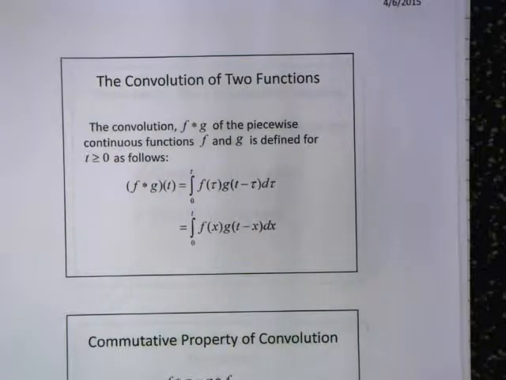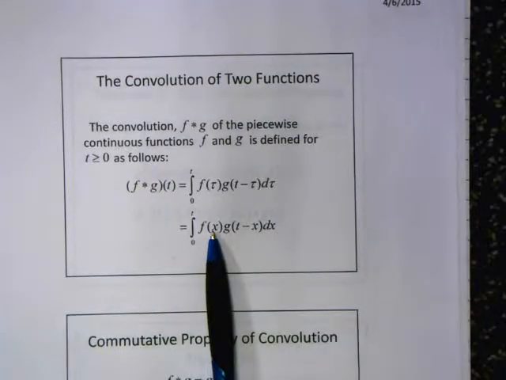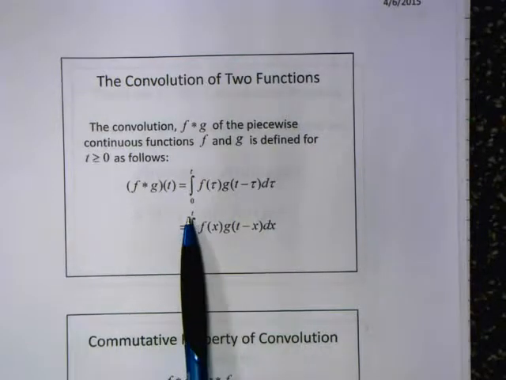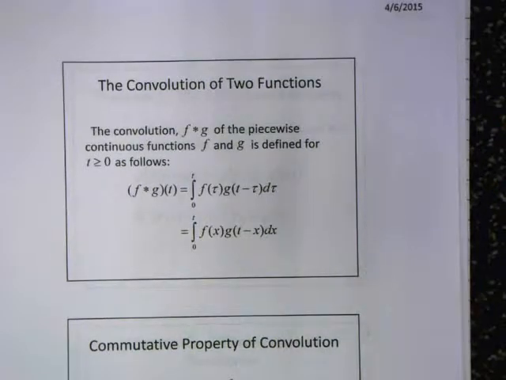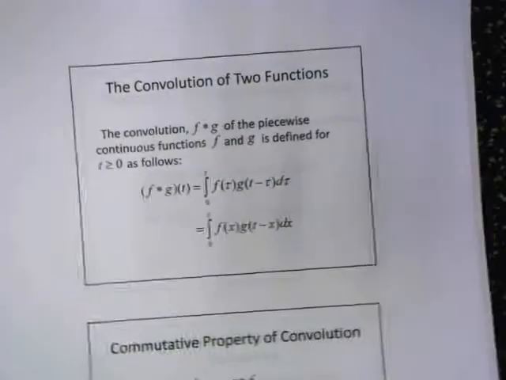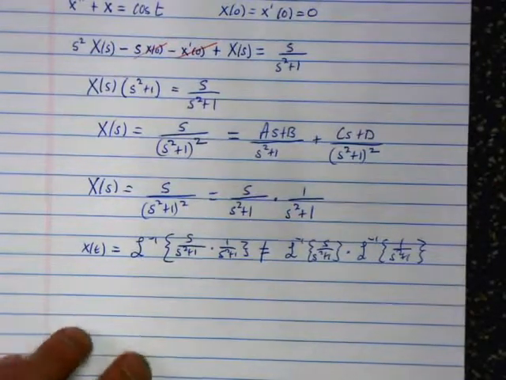Now I have a very difficult time writing and telling my t's apart from my taus. So I'm going to use a different letter. I'm going to use my favorite letter, x. So I'm going to use this as the integral from 0 to t of f of x g of t minus x dx. That's the definition I'm going to use. Okay, so we'll come back to this in a minute. Let's do some convoluting.